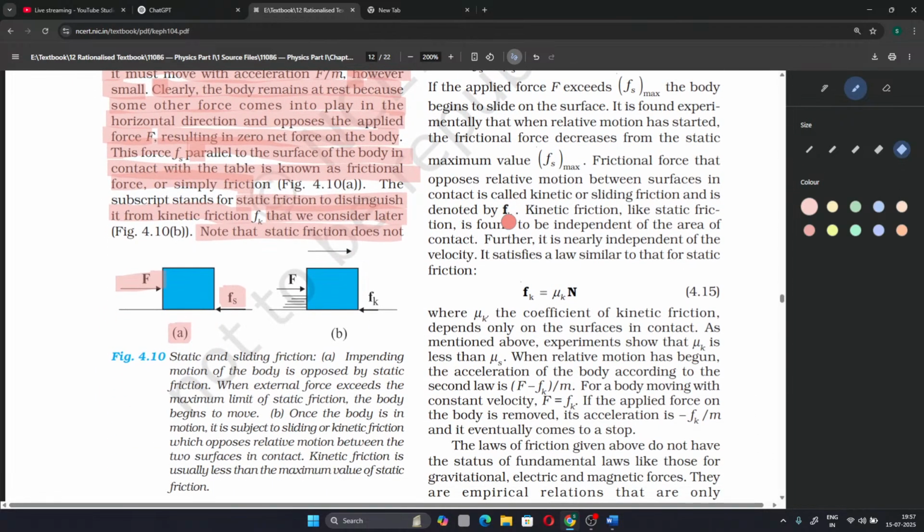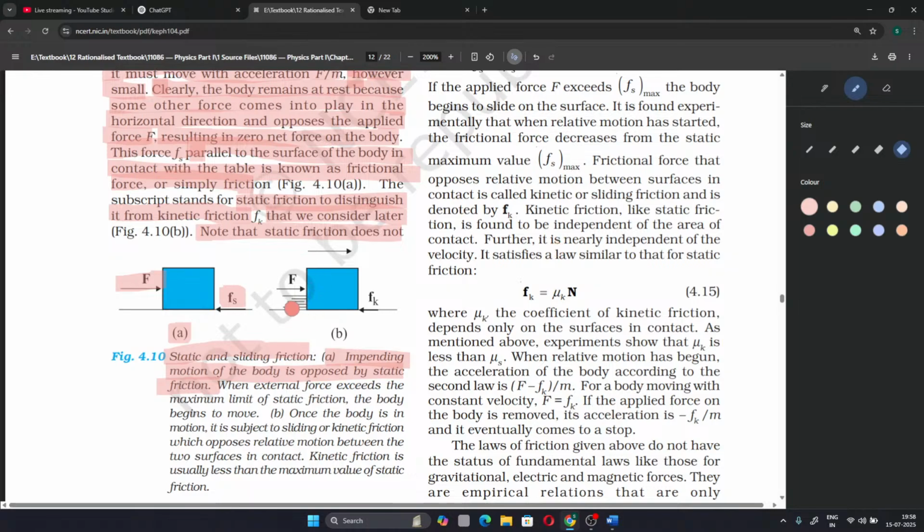But before that, let's see the diagram. Static and sliding friction. A, this is the static friction diagram. Impending motion of the body is opposed by static friction. Impending means motion about to come. It's not moving, it's in the rest state. When we apply a large enough force, the body should start moving, and this moving is opposed by static friction.